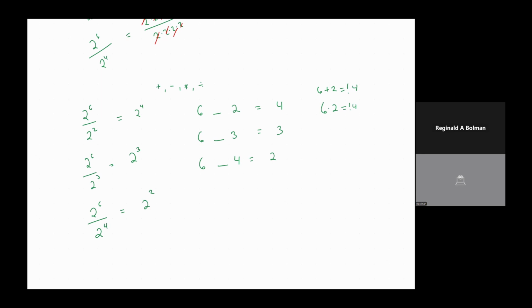But then you ask yourself, well, does division work? 6 divided by 3 gives me 2. And of course, that is in fact not going to be the same thing as 3. So at the end of the day, by the process of elimination, the only operation which seems to be able to link these exponents and the output of this equation is subtraction. If I take 6 and I subtract 2, I get 4. If I take 6 and I subtract 3, I get 3. If I take 6 and I subtract 4, I get 2.